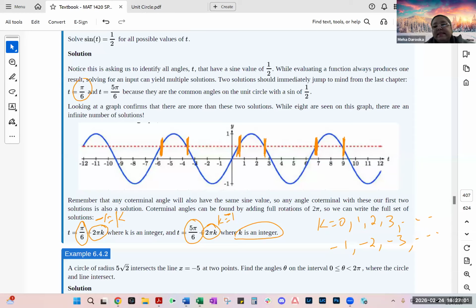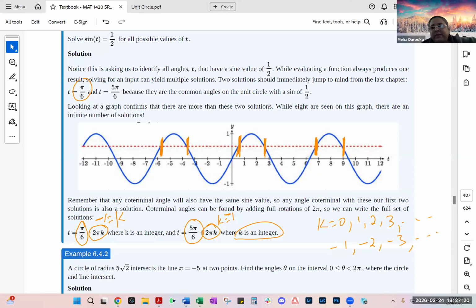So you will start seeing this notation more and more commonly as we move forward when they're asking us to find for all values of t or theta or whatever variable they use. So does that make sense of why we are doing the plus 2 pi k with the solution?